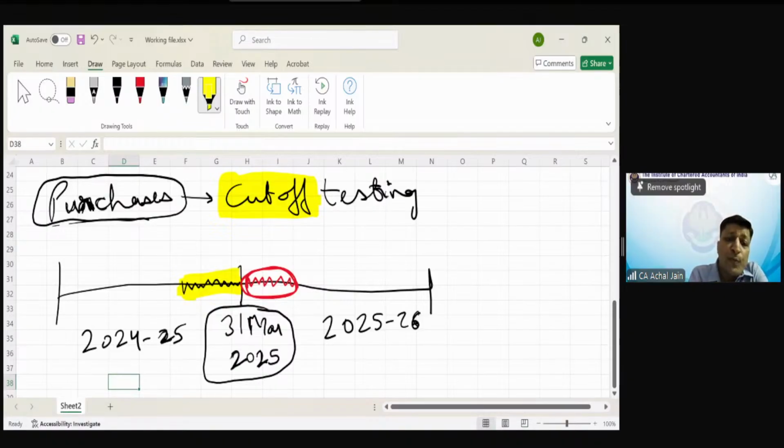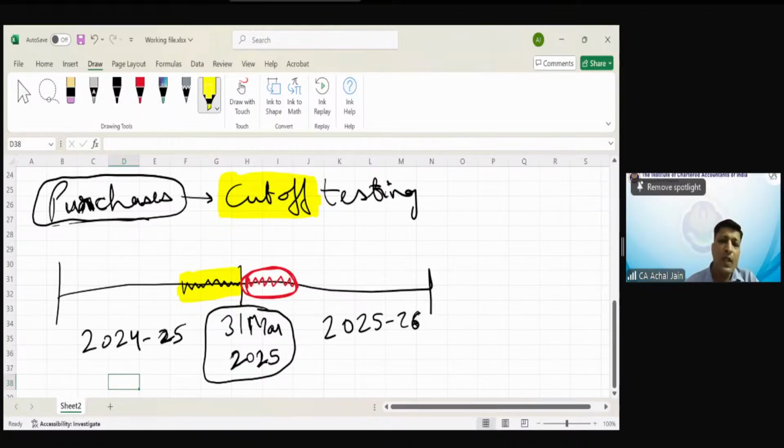Okay. So if you pick up this last period, okay, last week of March, or say last 5 invoices, last 7, 10 invoices of March, and you find that some of the purchases which are booked in March 2025 actually belong to next year. So that's a cutoff issue. If not, then of course the cutoff issue is not there. Clear? Yeah. So whenever it comes to cutoff, this is how cutoff is performed in terms of the testing.